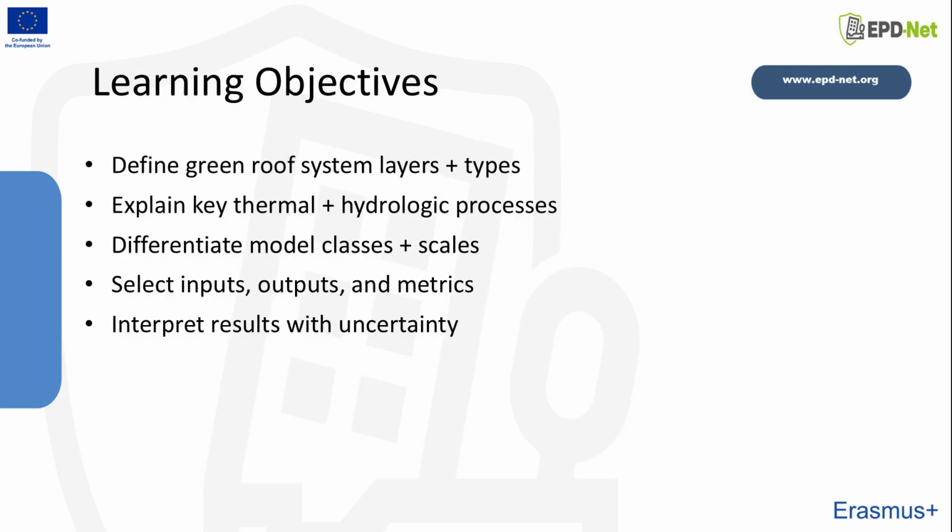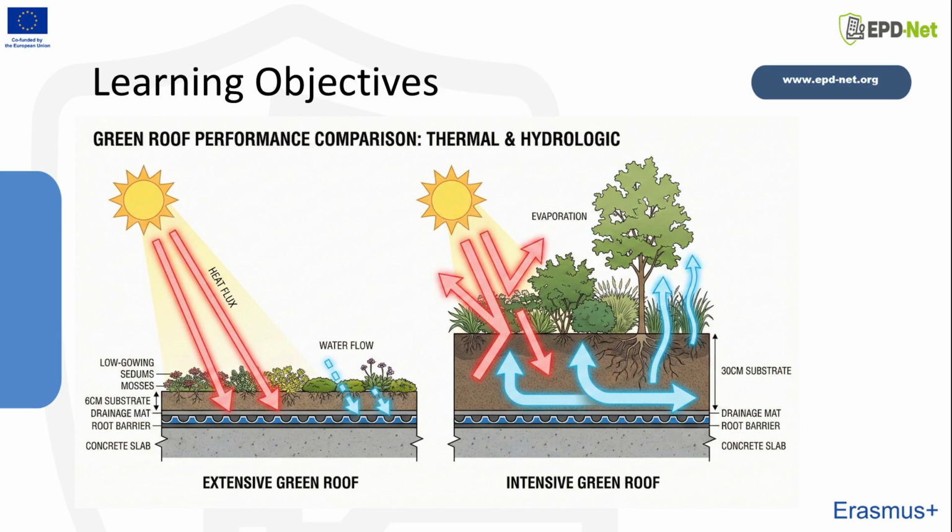By the end of this topic, you should be able to define green roof layers and distinguish extensive versus intensive systems. You should be able to explain the dominant thermal and hydrologic processes, and to describe how these processes appear in models through energy and water balance. You should also be able to choose an appropriate model class and scale for a given planning question, list typical inputs and outputs, and interpret results with uncertainty in mind. Finally, you should be able to explain why validation and sensitivity analysis are not optional extras but core quality control steps. You will use these skills again in topic 3202 when we discuss tool choice and workflow design.